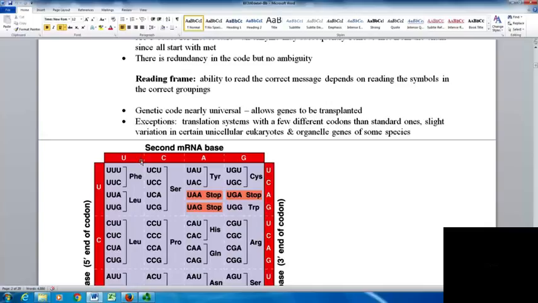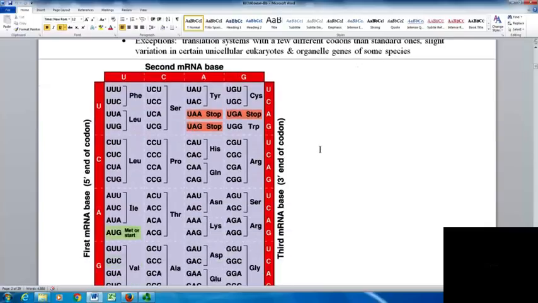We do find that the genetic code is nearly universal, which does allow genes to be transplanted between different species. There are a few exceptions where there are translation systems with a few different codons other than the standard ones. You see some slight variations in a few of the unicellular eukaryotes and the organelle genes of some species, but by and large, nearly all organisms are going to use the same genetic code.